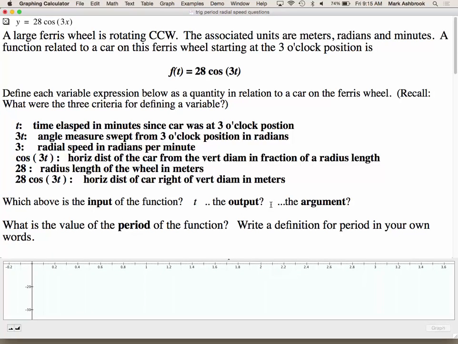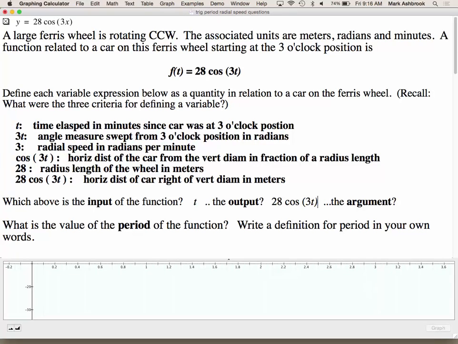Okay, which of these is the output quantity? Which of these quantities is the output of the function f, of all the 6 choices? The last one, right? Because the rule generates the output quantity. The rule, and that's the rule. So this is the 28 cosine 3t.